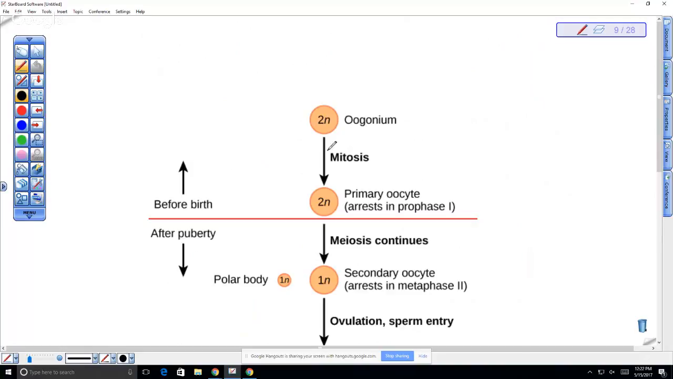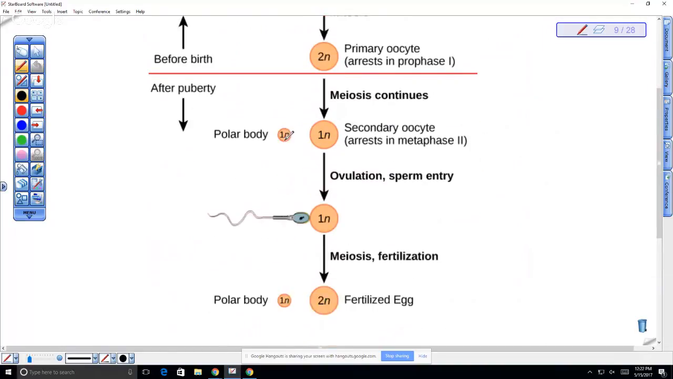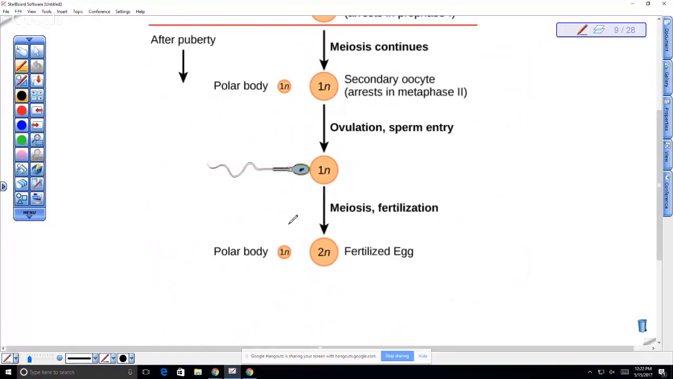So here, you don't need to know the name. This is the polar body. One of the really interesting things that you learn in AMP is that meiosis doesn't actually complete until the sperm fertilizes the egg. The egg is arrested in metaphase of meiosis 2, and upon fertilization, it completes meiosis 2.